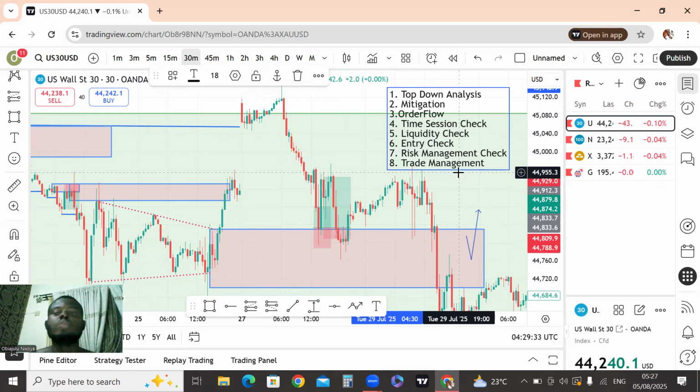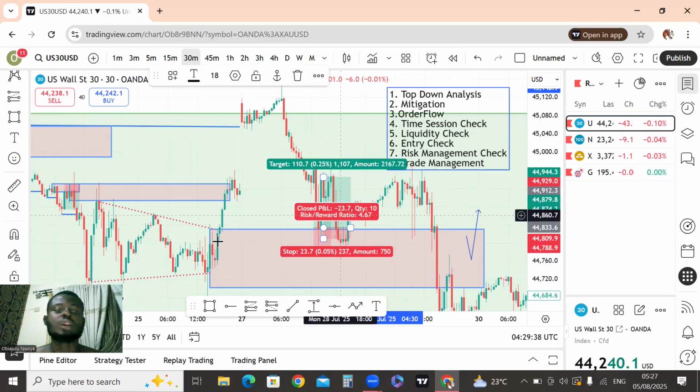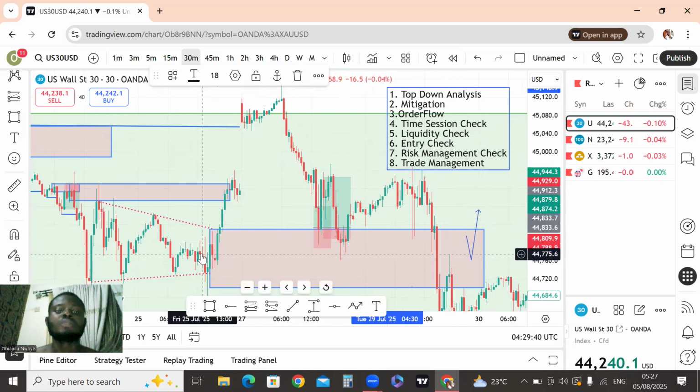Towards New York close, but New York time. So this is what I trade. Then liquidity check. I saw this structural liquidity. Very perfect, very clear.